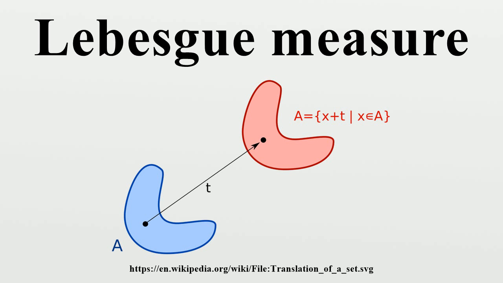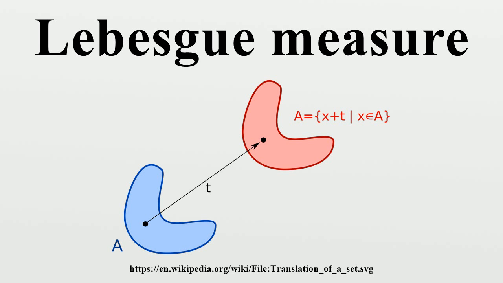Lebesgue measure is both locally finite and inner regular, and so it is a Radon measure. Lebesgue measure is strictly positive on non-empty open sets, and so its support is the whole of Rn. If A is a Lebesgue measurable set with lambda(A) equal to 0, then every subset of A is also a null set. Furthermore, every subset of A is measurable.